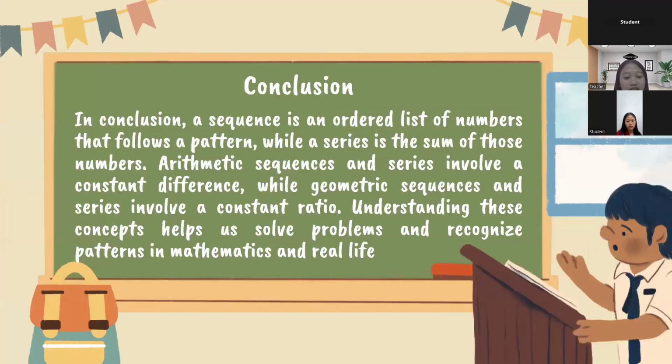Okay, today we have learned sequence and series. In conclusion, a sequence is an ordered list of numbers that follows a pattern, while a series is the sum of those numbers. Arithmetic sequence and series involve a constant difference, while geometric sequence and series involve a constant ratio. Understanding this concept helps us solve problems and recognize patterns in mathematics and real life.